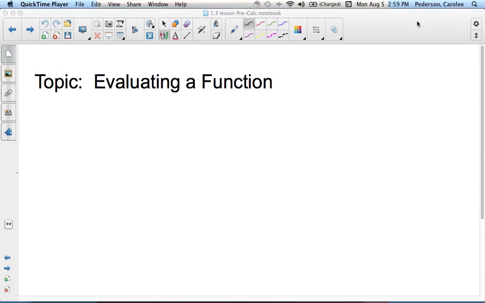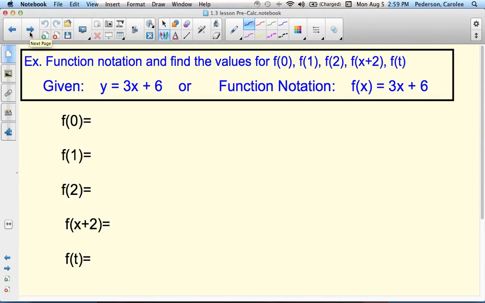This video focuses on evaluating functions. So what we're giving you is an equation y equals 3x plus 6, or in function notation, we just replace this y with f of x. It means the same thing.